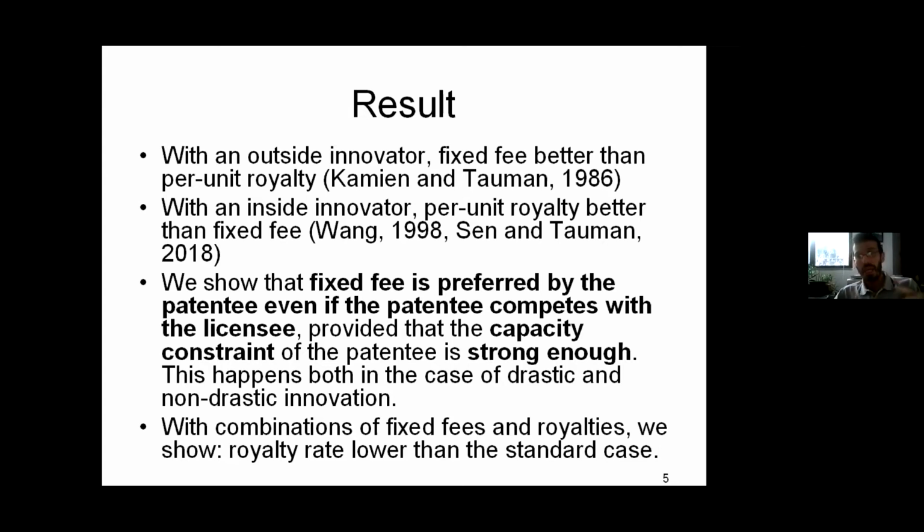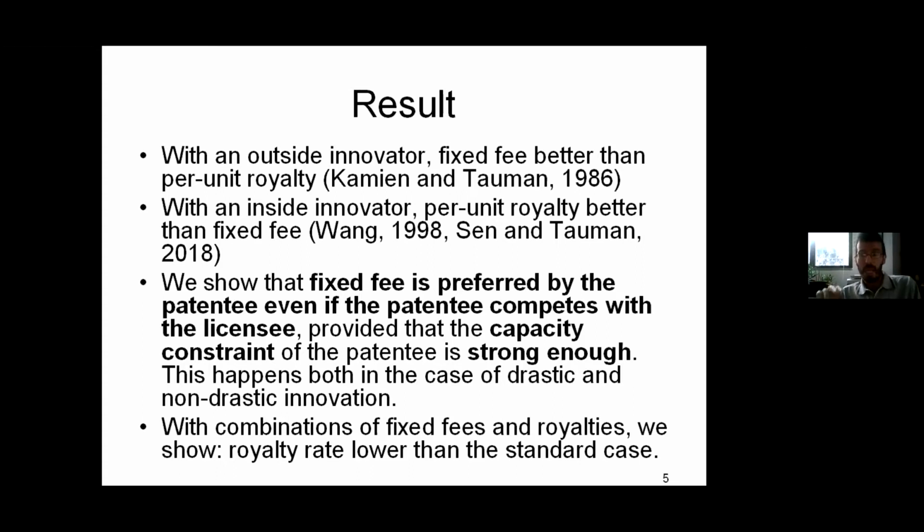When we consider the definition of drastic innovation, maybe people don't know. Later on, I will provide the definition of this. Basically, in this simple model, we have drastic innovation when the original marginal cost is high enough.